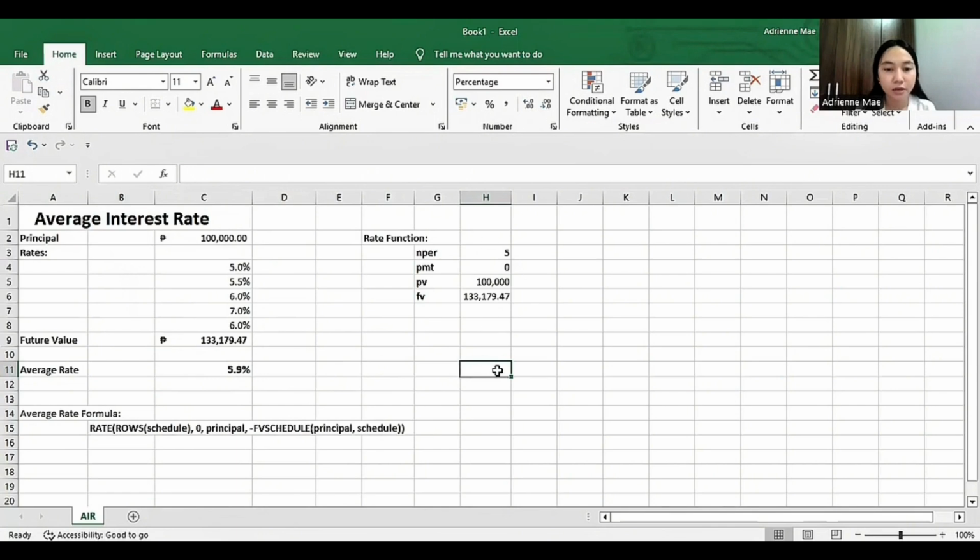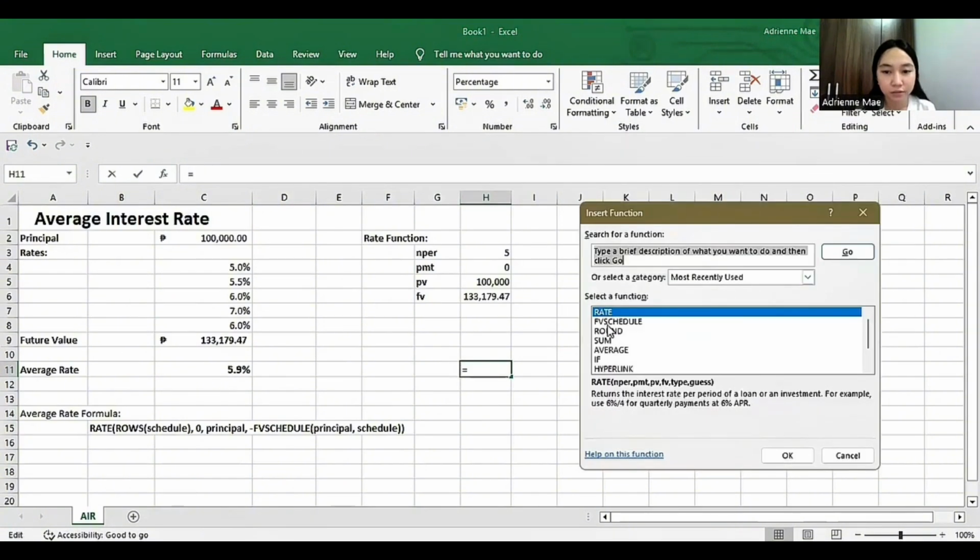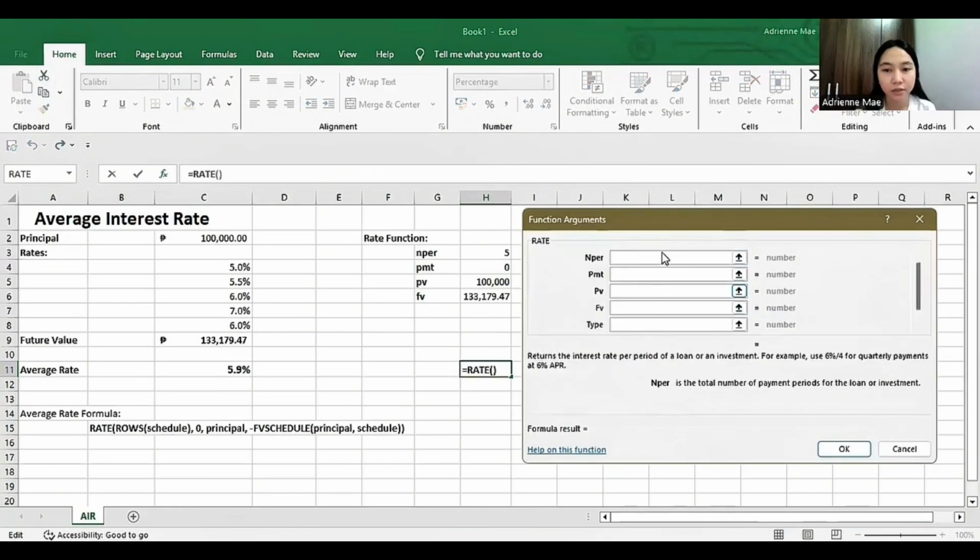So, meron pang isang way para ma-compute yung average rate gamit ito. We have here the insert function, RATE. Okay na yan. And ito, ilalagay mo itong mga ito dito. For NPER, we have 5, empty PMT, 0, and PV, negative 100,000. So, kahit hindi mo pa siya i-OK or i-enter, meron na siyang result agad dito sa gilid, which is 5.9%.